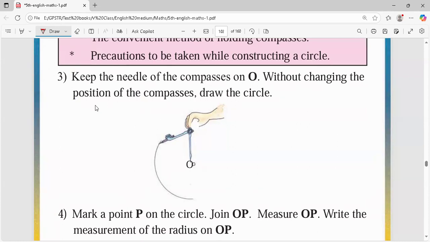Third one, keep the needle of the compass on O. See, this is the needle of the compass. Put it on O, mark point O. Without changing the position of the compasses, draw a circle.